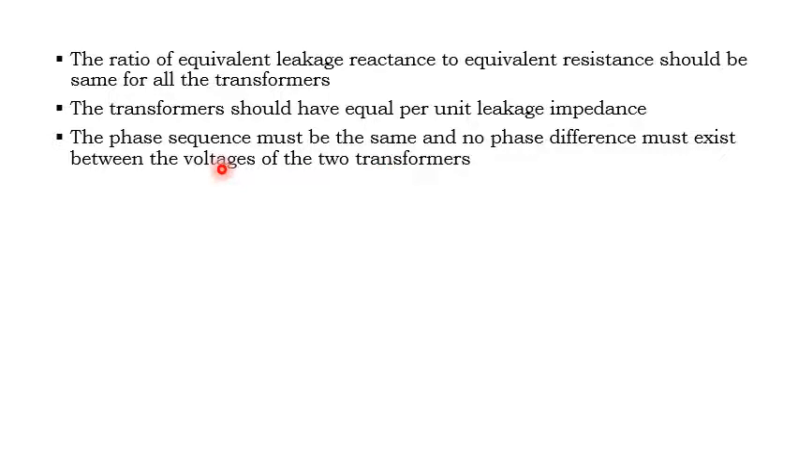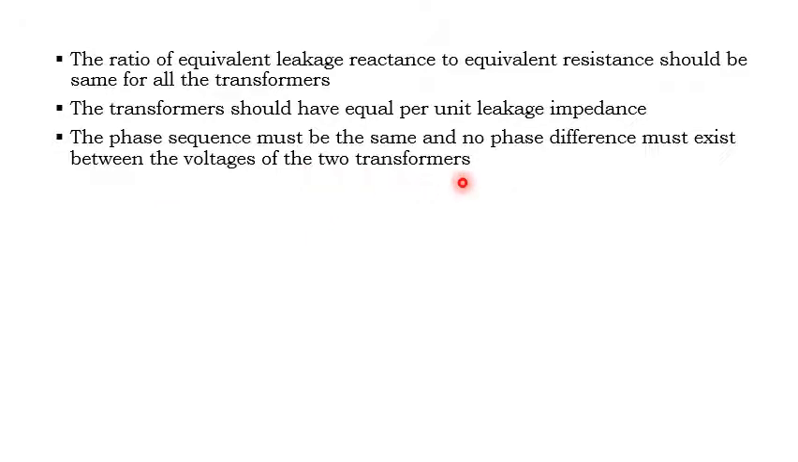Again here the phase sequence must be the same. Either it may be 30 degree phase shift, so another transformer should also have the same phase shift, and these phase sequences are the same. Either it may be R, Y, B. So these are the phase sequences. Again you consider the other transformer's phase sequence, that is R, Y, B. That means each phase is connected to the respective phase. So those phase sequences are the same, and no phase difference must exist between the voltages of the two transformers.